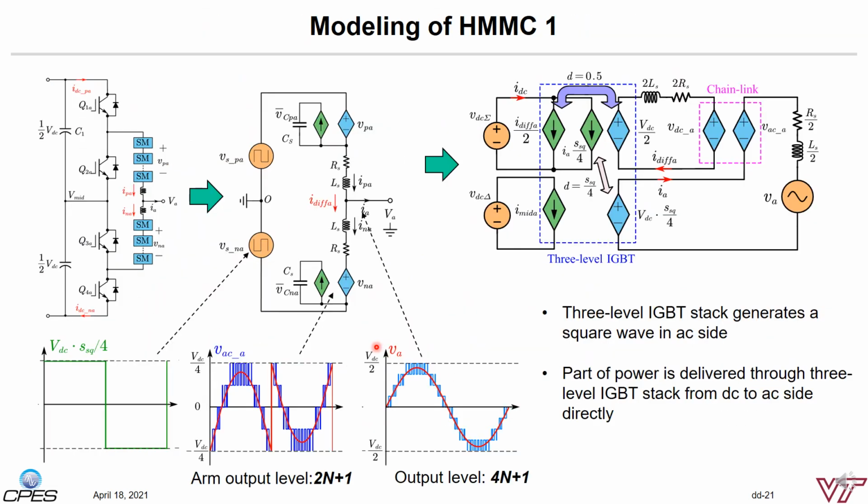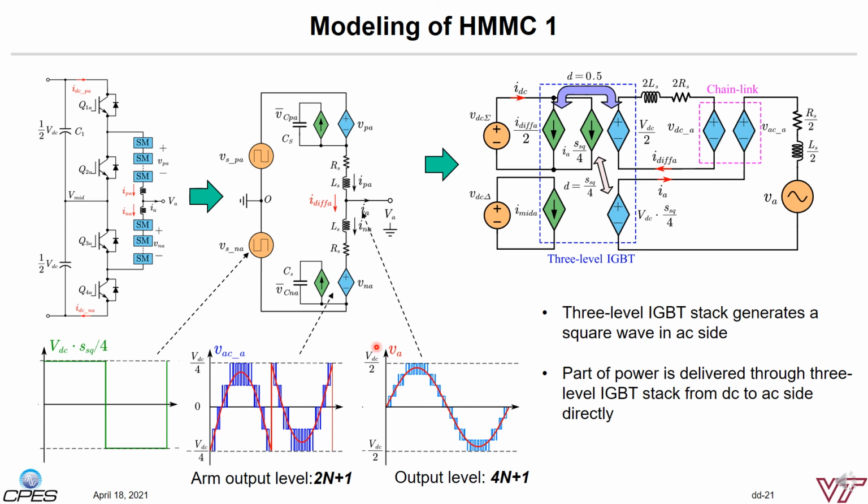The modeling of HMMC is another topic. Due to the limited time, I will not go over the details. The overall modeling process is similar to MMC, but the 3-level structure can be modeled as a square wave voltage source, which is the input to the 2 chain link arms. The decoupled average model can be established as well.